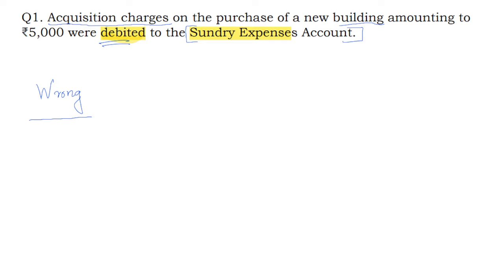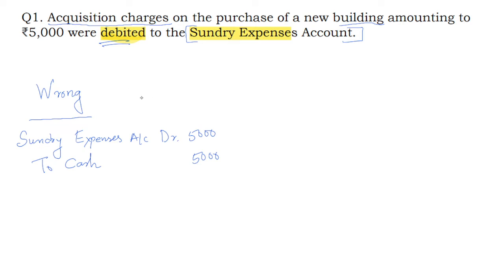Okay, so it is said that this building acquisition expense is debited to sundry expenses. Sundry expenses is an expense, so the expenses account is debited. Sundry expenses account debit 5,000. To, for example, cash, since cash is paid. This is the wrong entry.